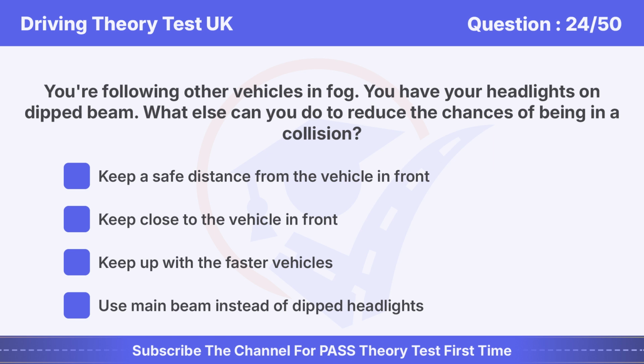Question 24. You're following other vehicles in fog. You have your headlights on dipped beam. What else can you do to reduce the chances of being in a collision?